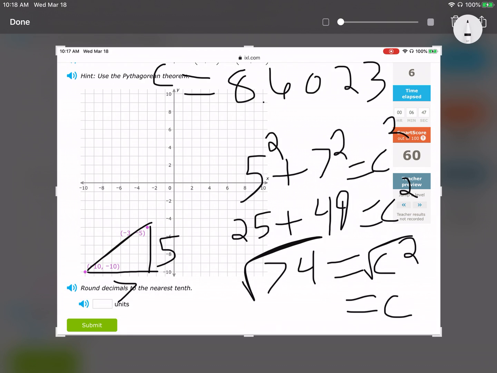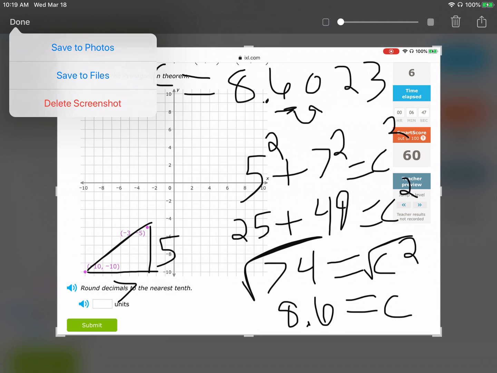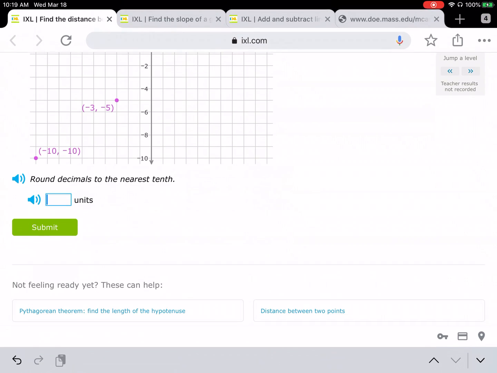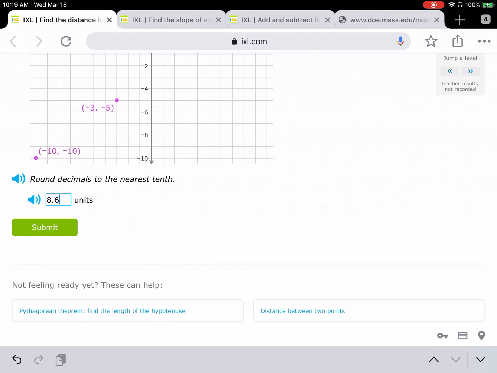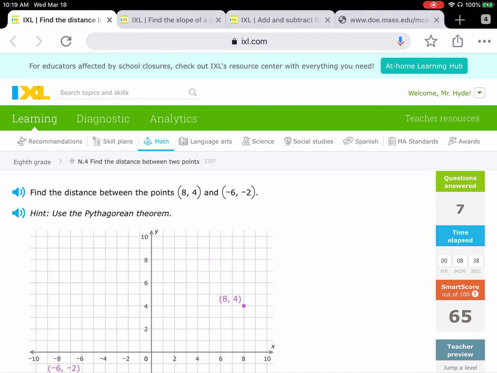All right. So I'm going to put this up here on the very top. C equals 8.6023. So it says round to the nearest tenth. So my tenth is my first decimal place. Remember, 10, 1 decimal place. So I look at the next number. It's a 0. So my answer is going to be 8.6. So I come back for a second. Say it's 8.6. And that's going to be my answer.